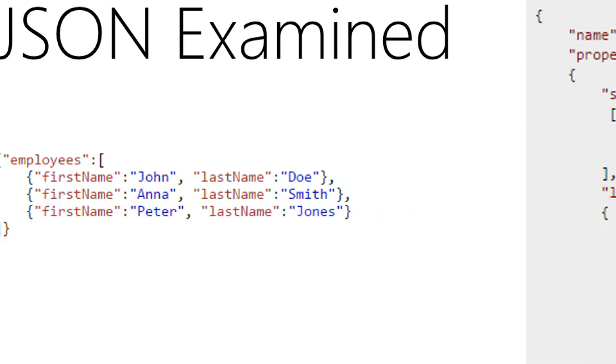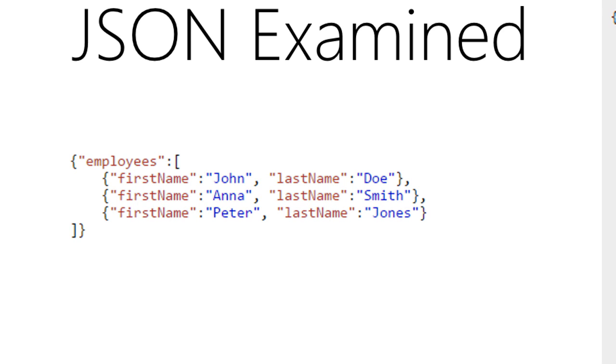So here's a very simple JSON example, right? Here we have an object called employees that has an array. It's an anonymous array. I've got properties in there, first name and last name. The properties are name value pairs separated by colons. You do need the double quotes in there.